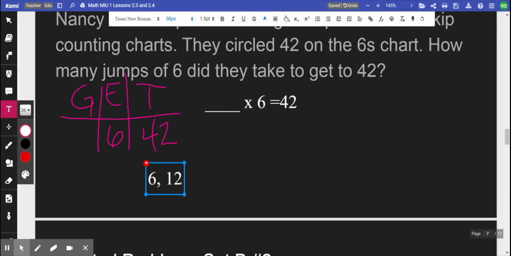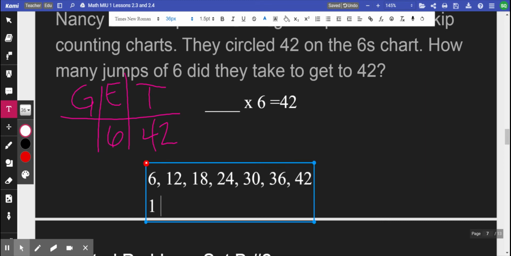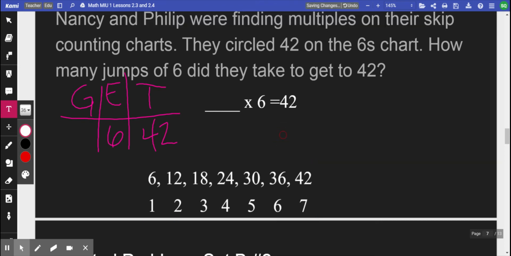6, 12, wait a minute, do I know that because I just did that? 18, 24, 30. I feel like we just did that on the last problem. 42. Let's see how many that is. 1, 2, 3, 4, 5, 6, 7. So there are 7 jumps.